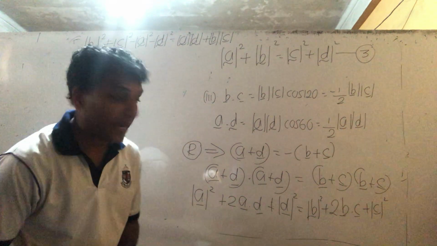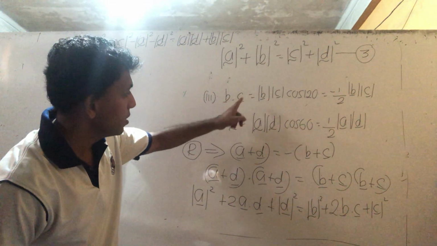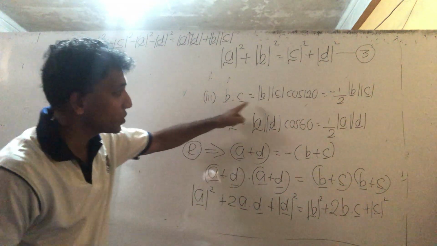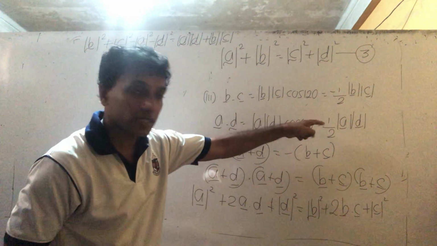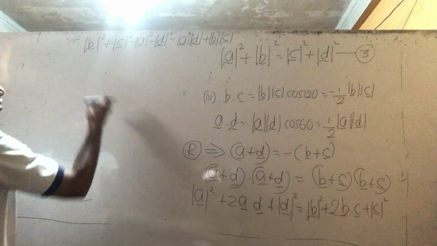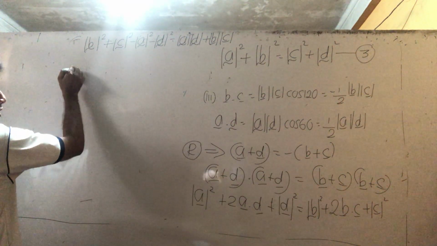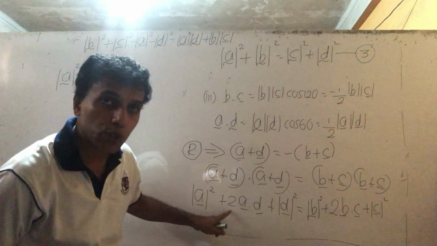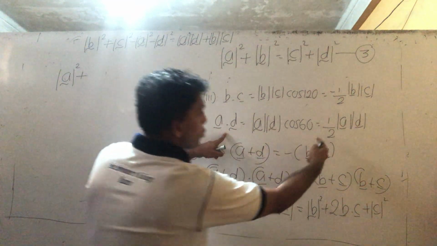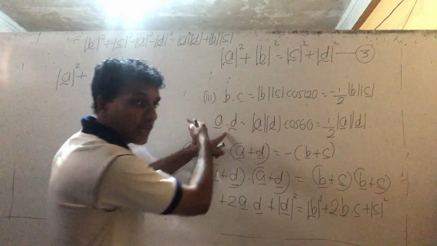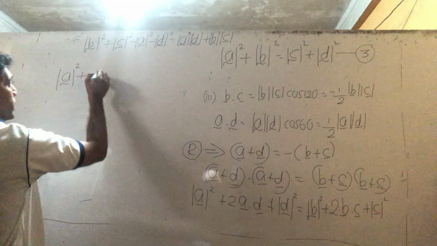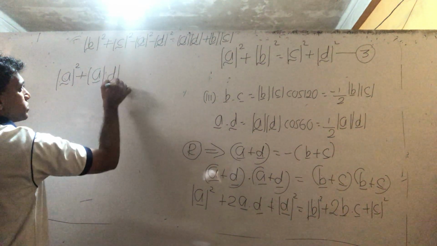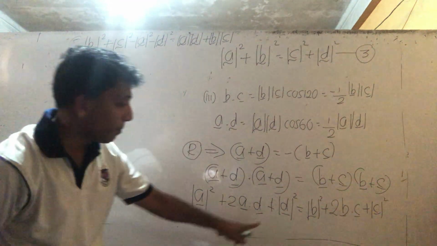Okay, now we can apply the angle application. B and C are inclined at 120 degrees. Therefore, B dot C is that, and A dot D, apply that. Mod A square plus 2 times A dot D, that is mod A mod D, plus D square.